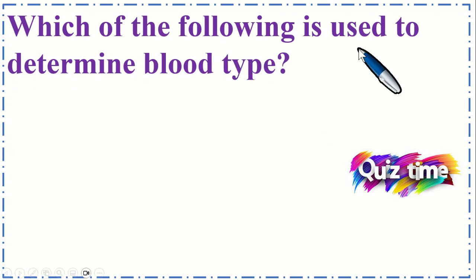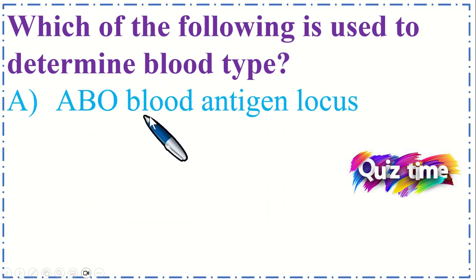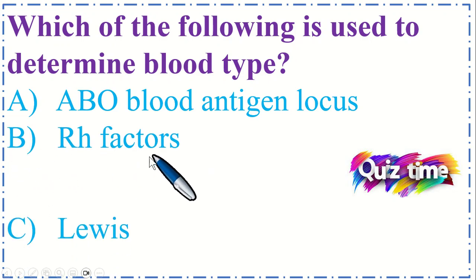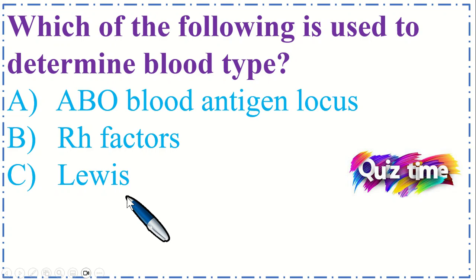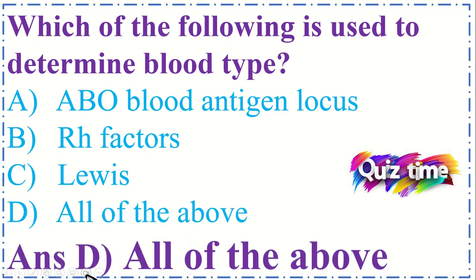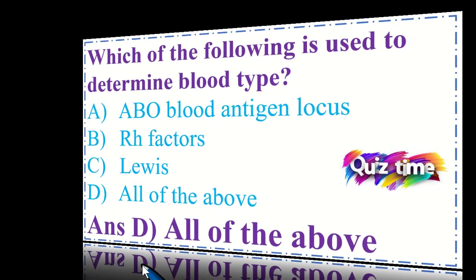Which of the following is used to determine blood type? Option A, ABO blood antigen locus; option B, RH factors; option C, Lewis; and option D, all of the above. So the correct option is D, all of the above.